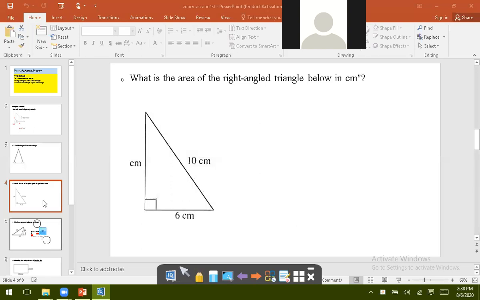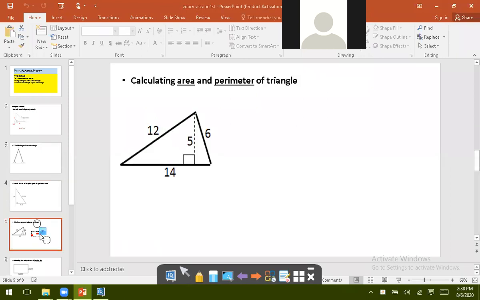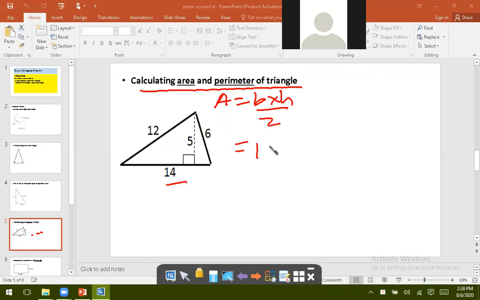Okay, it says calculate the area and perimeter of the triangle given. So you already know that the area of a triangle A equals base times height over 2. So the base is this one, 14, times the height, which is 5, over 2 here. So 2 into 2 goes 1, 2 into 14 goes 7. So 7 times 5 equals 35 square centimeters, since this is in cm.